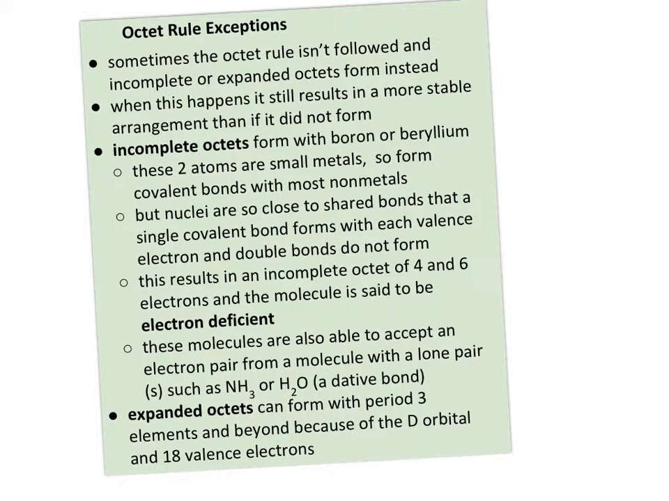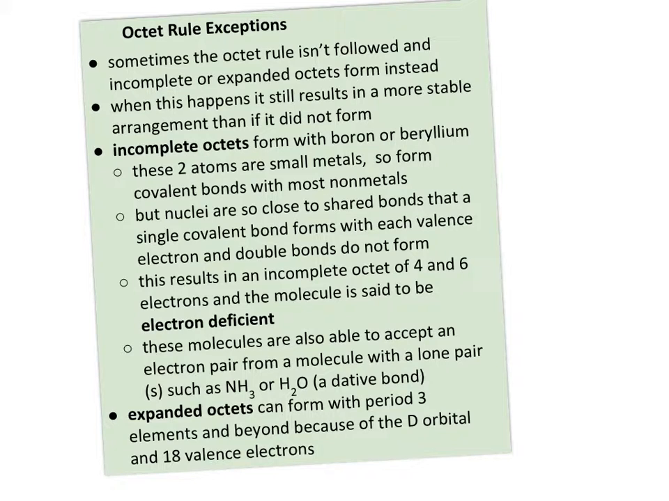Okay, real quick reminder of octet rule exceptions. Sometimes the octet rule isn't followed, and instead it's incomplete or expanded. And this happens because it still results in a more stable arrangement than if it did not form. And there's actually a good reason, especially for the incomplete octets forming with boron and beryllium. These two atoms are small metals, so normally you would expect them to form an ionic bond with a nonmetal, but they're so small that their electronegativity difference isn't great enough to truly be an ionic bond. So instead, they form a covalent bond with most nonmetals.